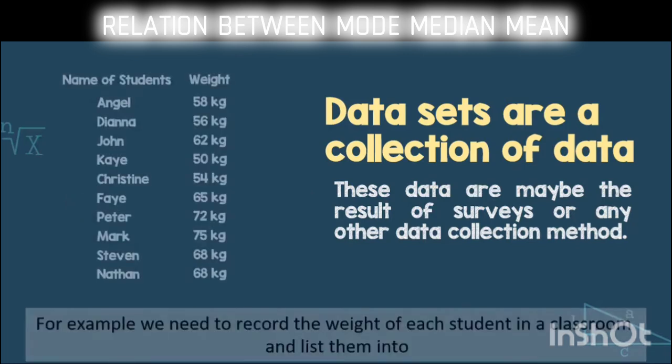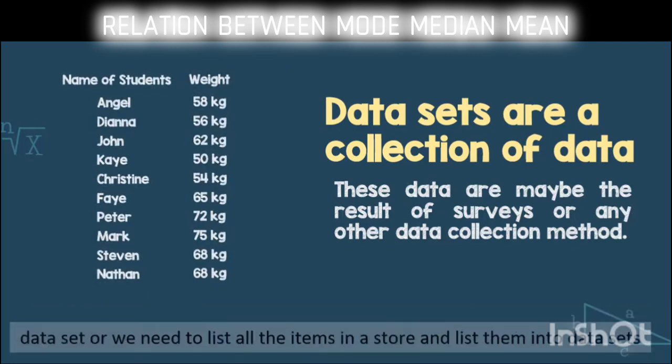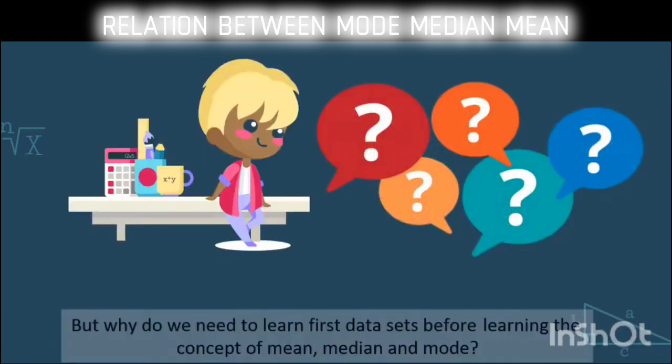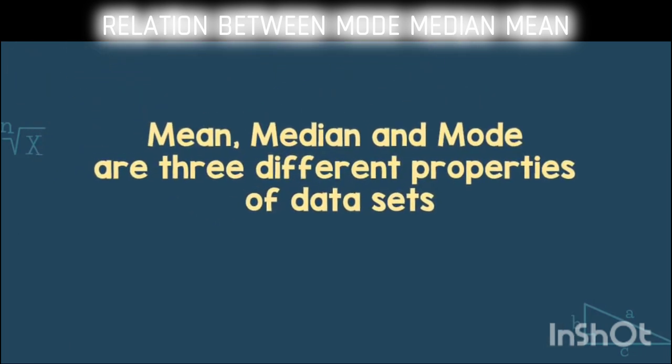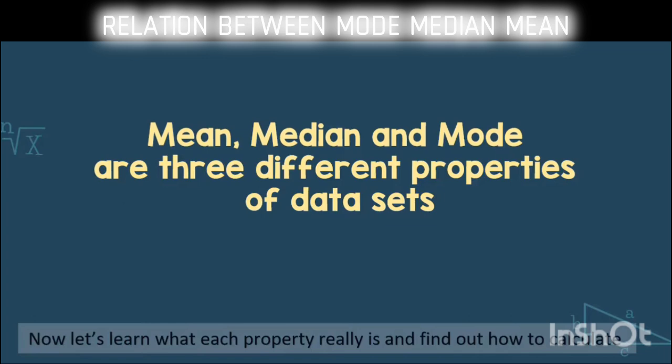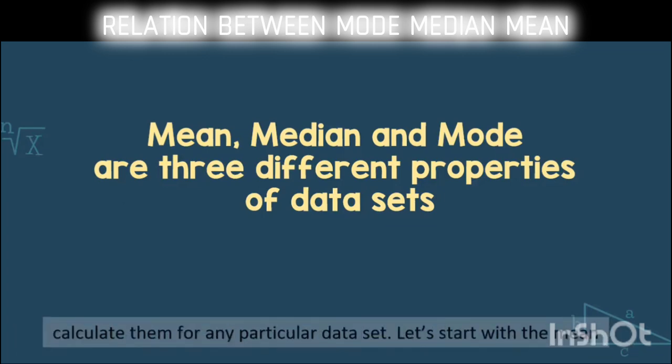For example, we need to record the weight of each student in a classroom and list them into a dataset, or we need to list all of the items in a store into datasets. But why do we need to learn datasets first before learning the concept of mean, median, and mode? It is because mean, median, and mode are three different properties of datasets. Now let's learn what each property really is and find out how to calculate them for any particular data set.